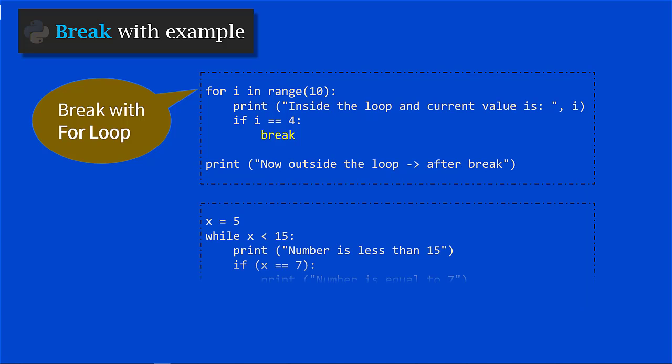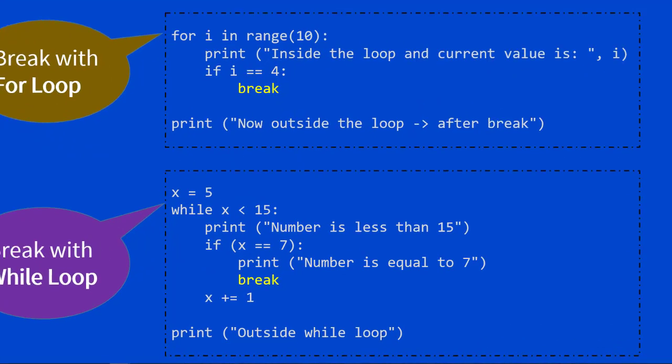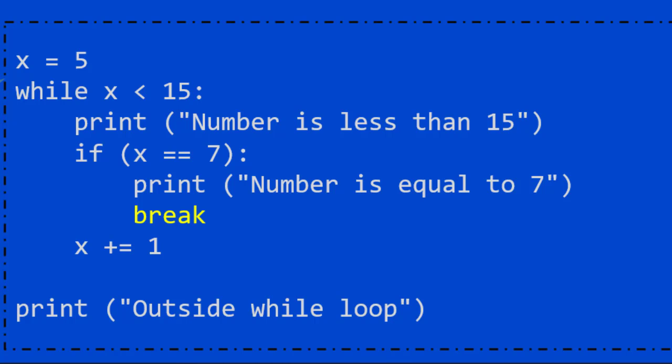Okay, now we will see how you can use break with a while loop. Similar to the for loop, where break exited the control structure, we can also use break with a while loop. As shown here, x was initialized with 5 and while x is less than 15, this loop will work as long as the value of x is 14 or less. If it is 15, then this loop will terminate.